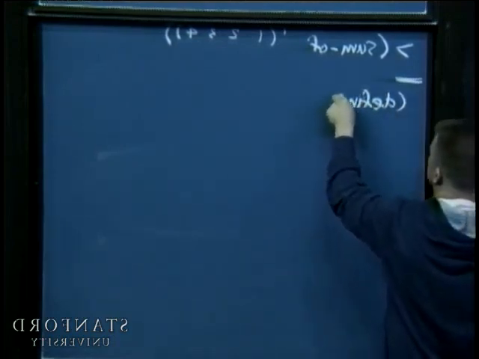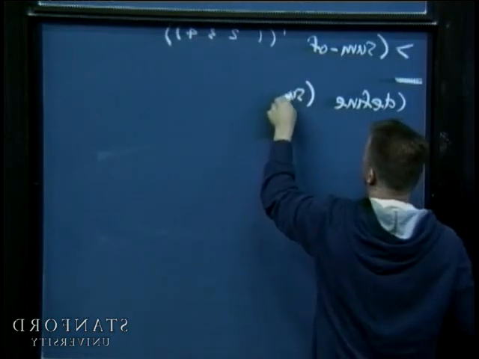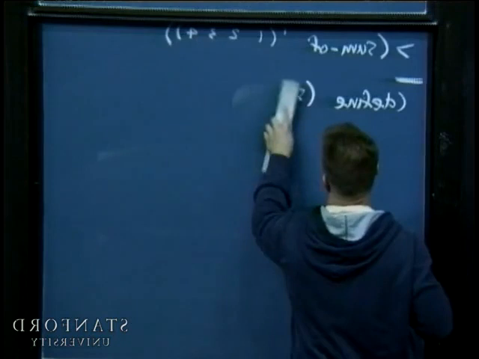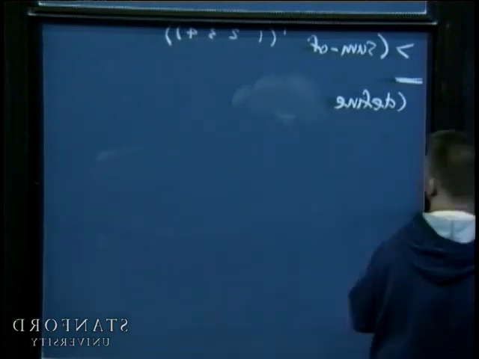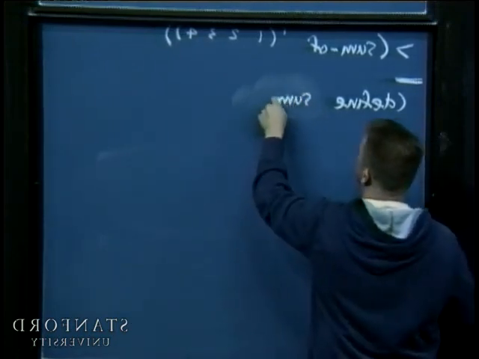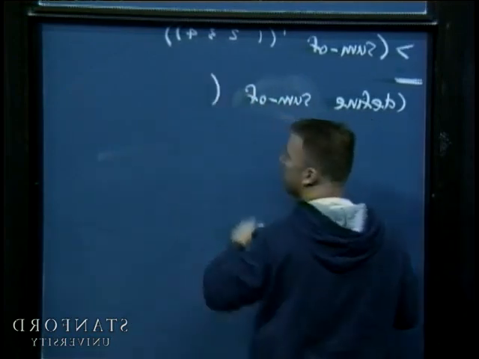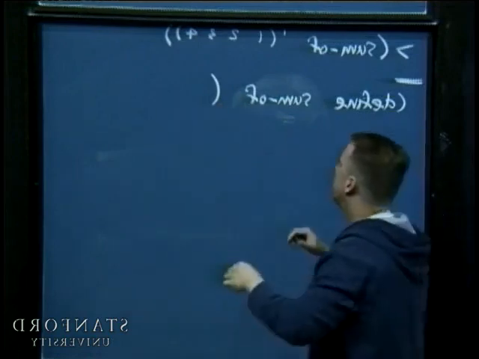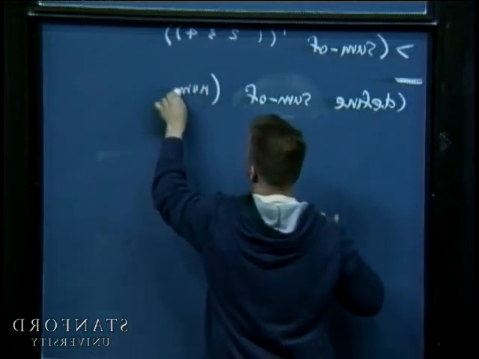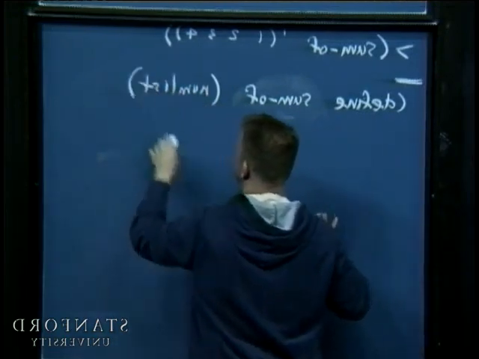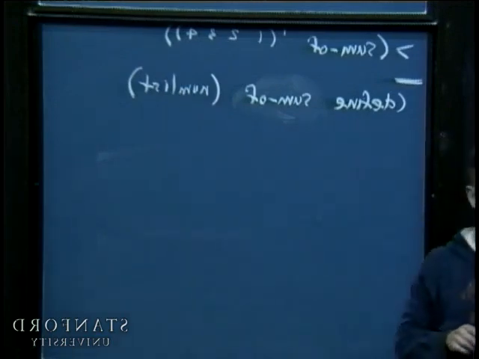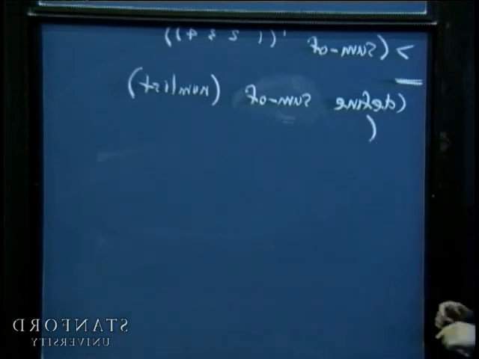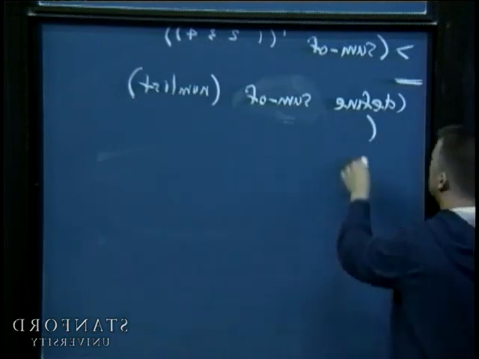Define sum-of, and I'm just going to call the parameter, I don't want to call it list. I don't want to get in the habit of naming my variables the same as built-in functions. So I'll call it numList. Just like that, okay? That makes sense? And what I'm going to do is employ a couple of built-in tests.